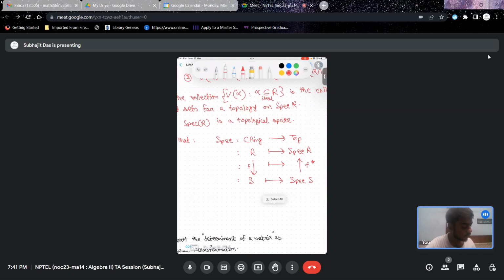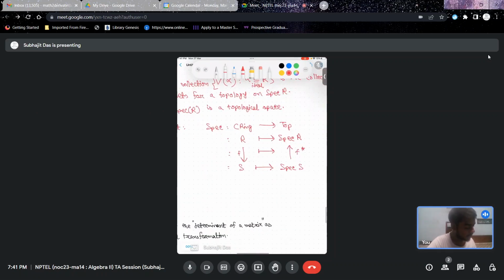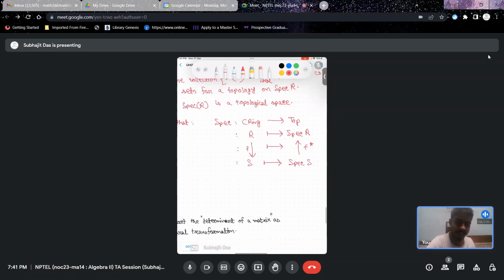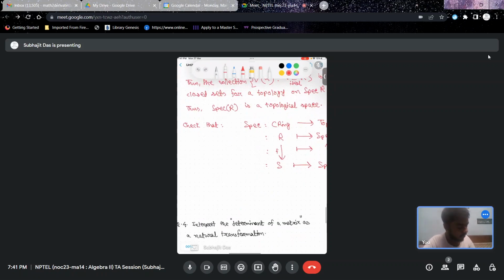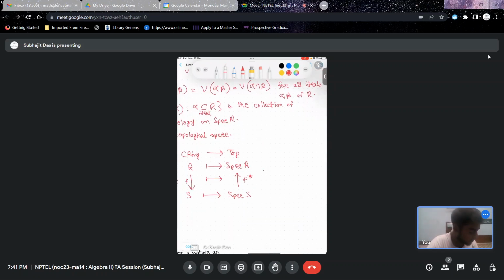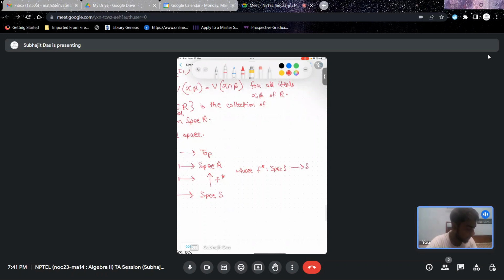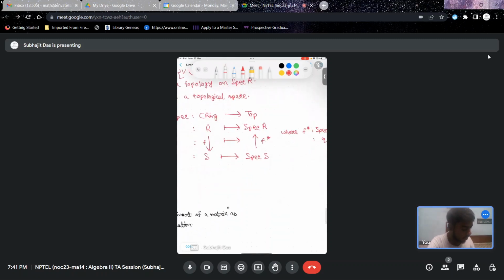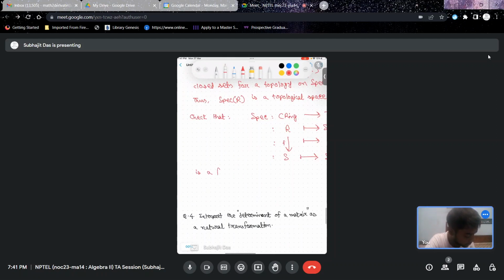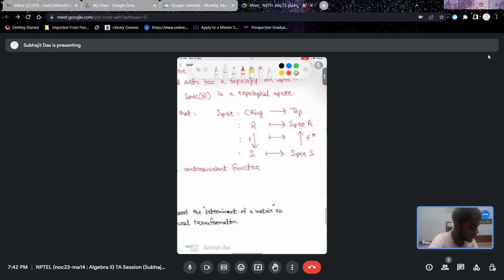Okay, so this is Spec, this is my Spec. So check that Spec from CRing into Top is a functor. I need to define what f star is. So f star maps Spec S into Spec R. It maps any prime ideal Q, which is a prime ideal in S, onto f inverse of Q, which is a prime ideal in R, right? Check that this is a contravariant functor from CRing into Top.